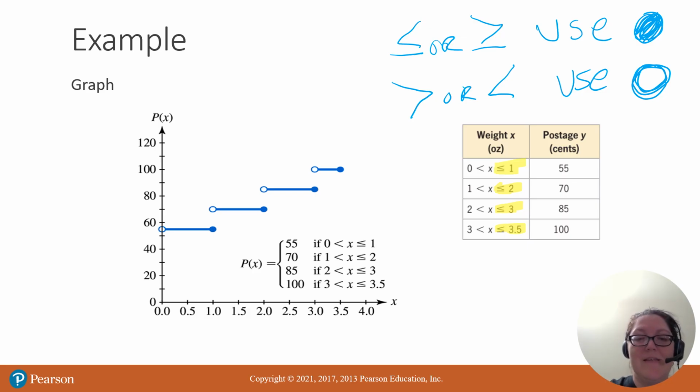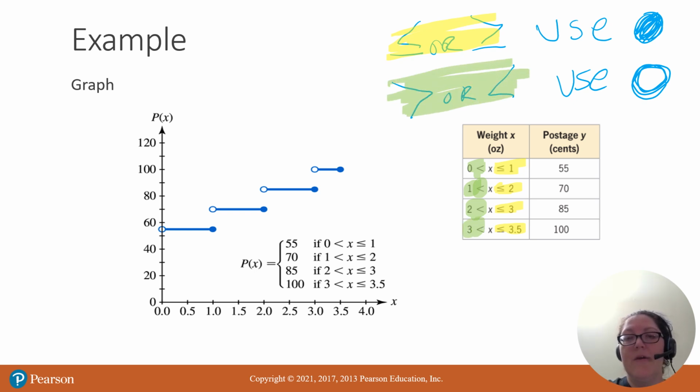And again, that's where we can see that with these symbols here, that's why we use those. And then if you take a peek over on this side here, all of these had those not equal to symbols. So any of these ones here, we use those open circles on.